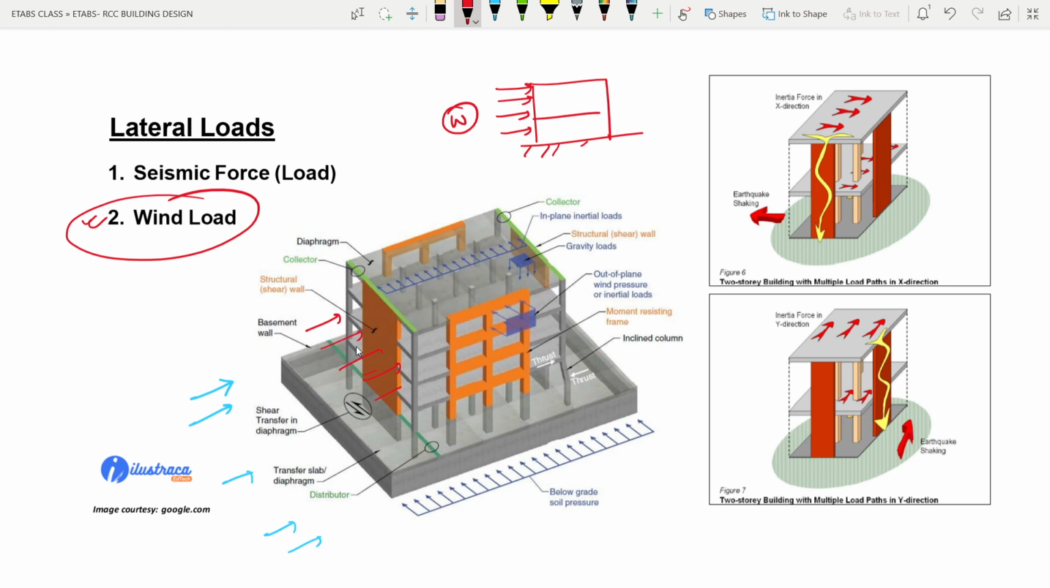Suppose the horizontal force is coming from this side, as you see here. It is acting on this wall panel, and this force is directly transferred to the columns and beams. Now a part of the load will be transferred to the other elements also available in this particular structure, and the transfer of that load is done by the slabs available at the floor level.